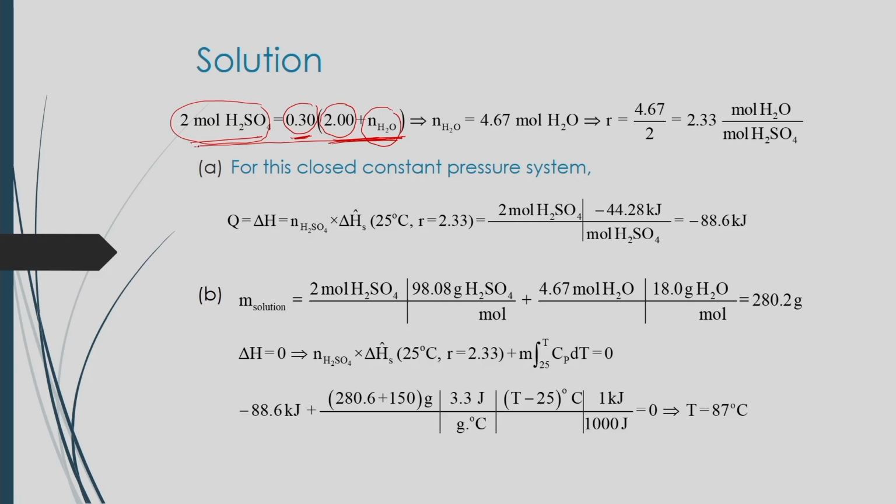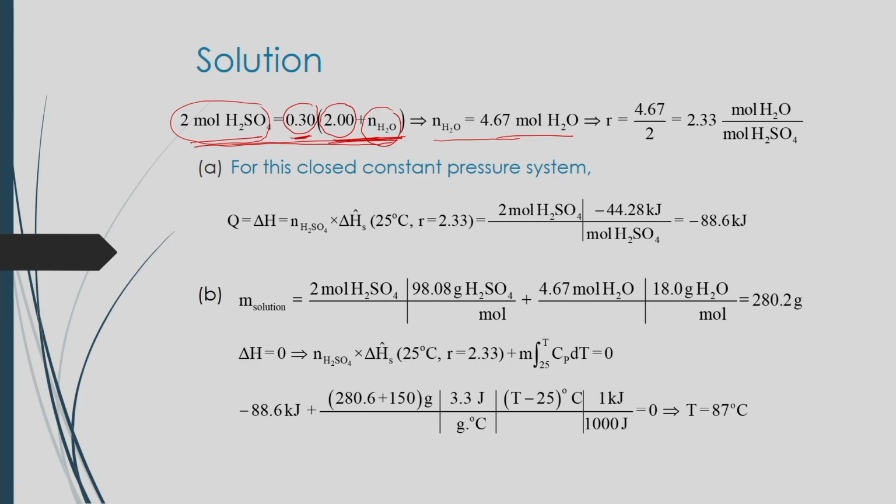So, if you write this mole balance equation for the sulfuric acid, you can calculate the moles of water required for getting that 30% sulfuric acid solution at its diluted condition of 25 degrees Celsius. And as per calculation, the amount of water is coming as 4.67 mole of water.